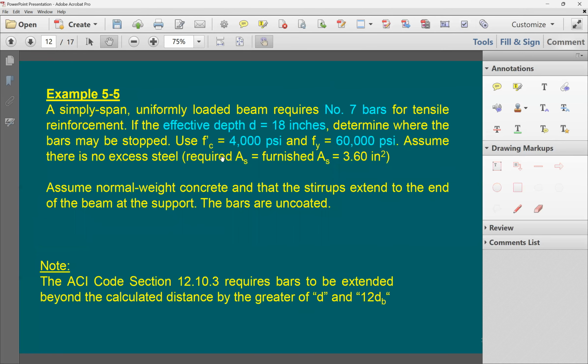Is this a good starting point? Yes. Begin with this example? Okay. All right, good.